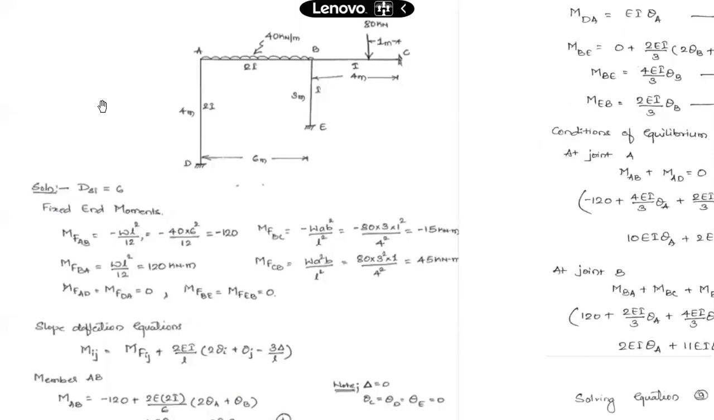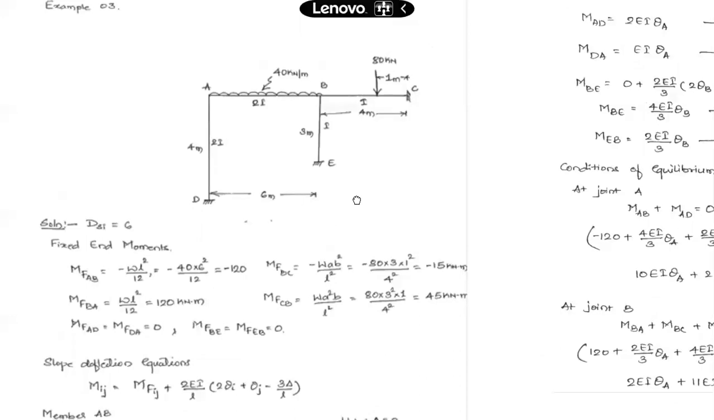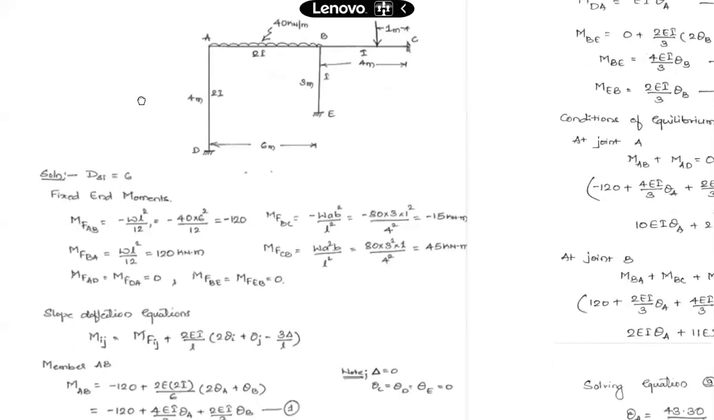You will always be dealing with the slope deflection equations throughout this module. Every time, the slope deflection equation requires you to find the fixed end moments, write the slope deflection equation for each member and at each joint, then apply the conditions of equilibrium and obtain the unknown displacements in the frame. So this is one more example.